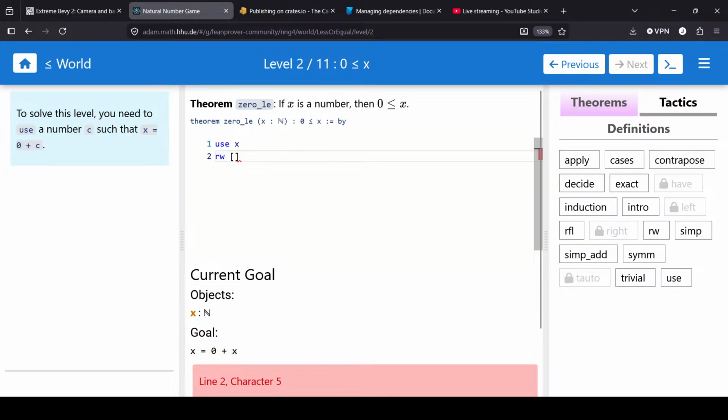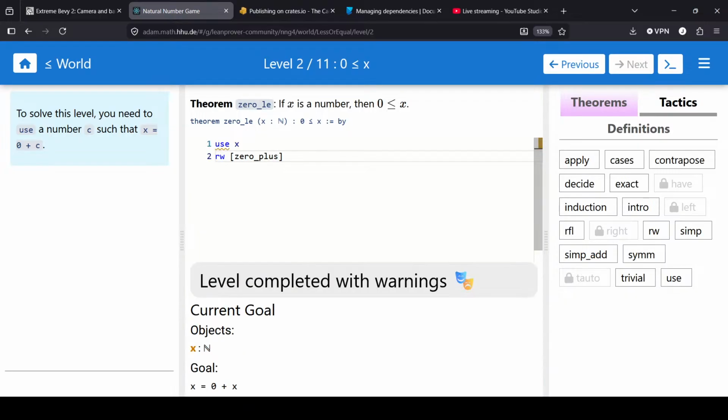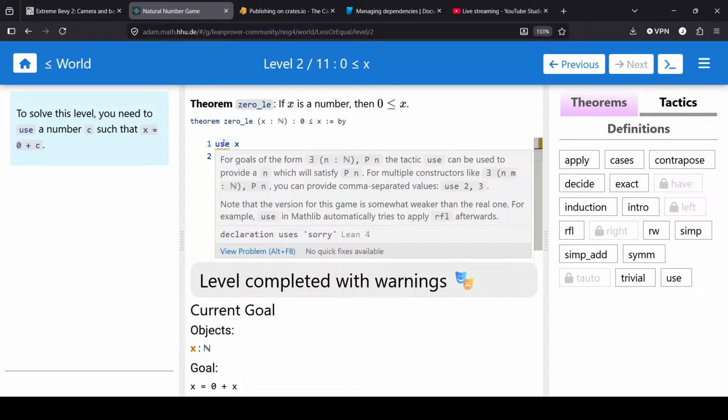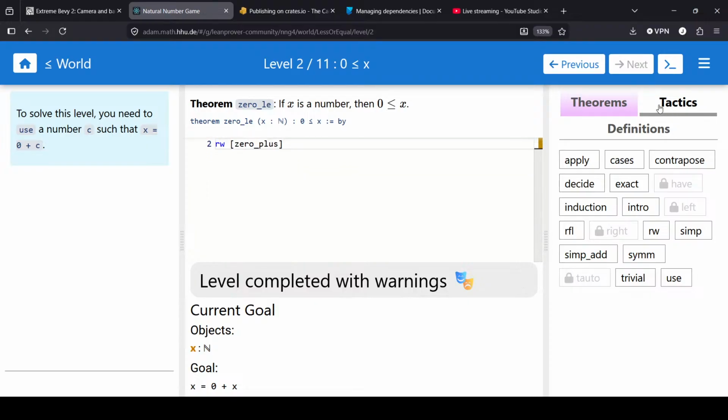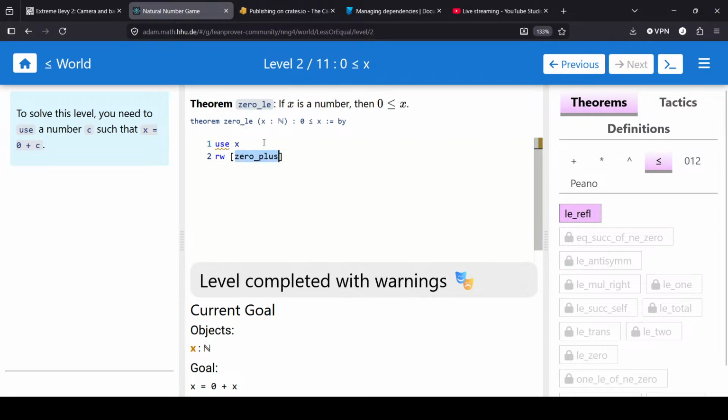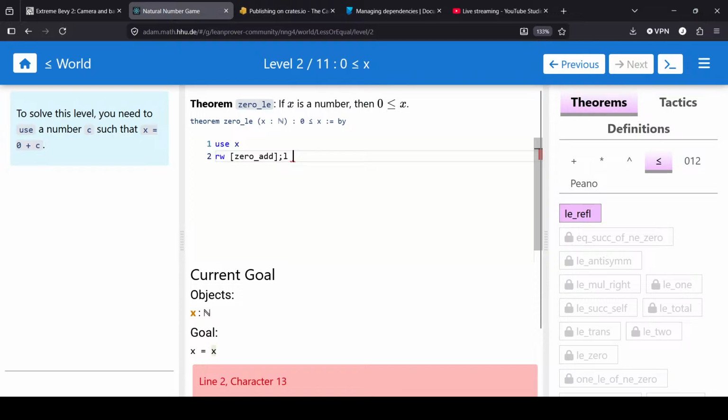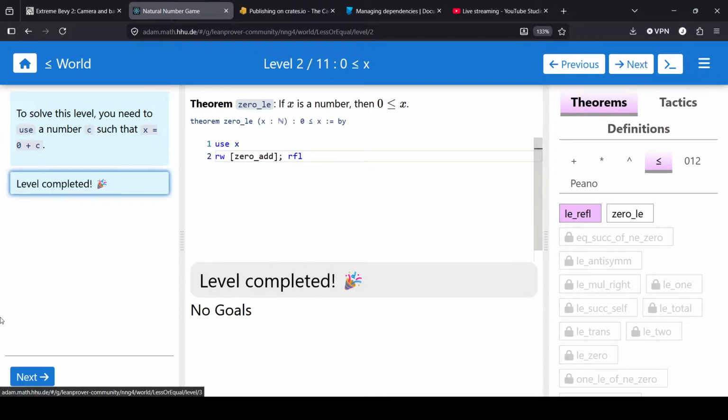And then I just do rewrite 0 plus, I think? No? What was it called? Oh no, 0 add. 0 add, there we go. And then we rfl.